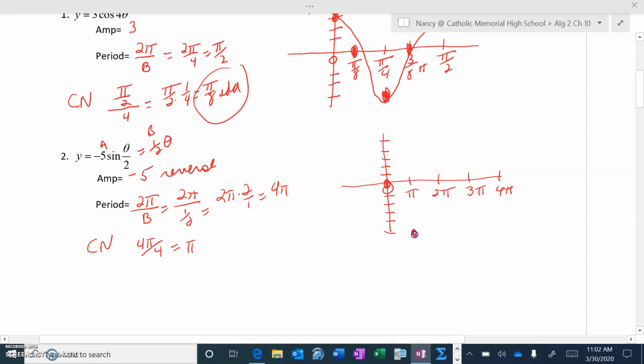So I'd go down to -5. Then I'd go to 0. Then I'd go up. And then I'd go to 0. And there's my sine graph with the reverse amp 5.